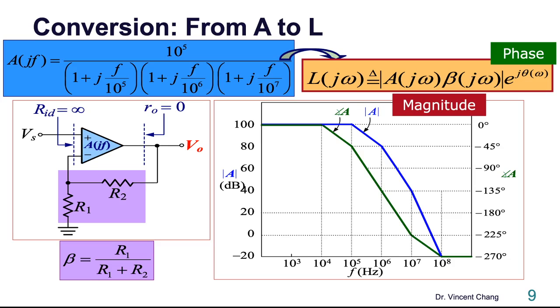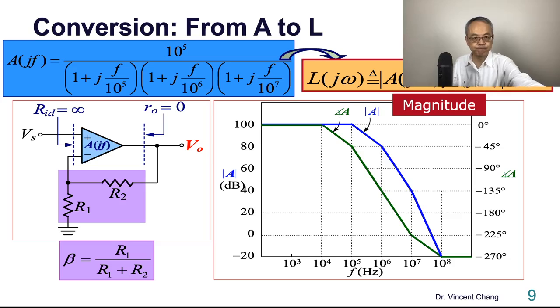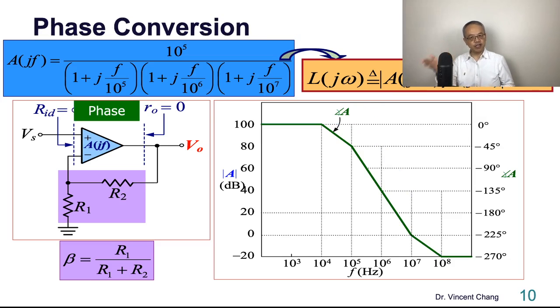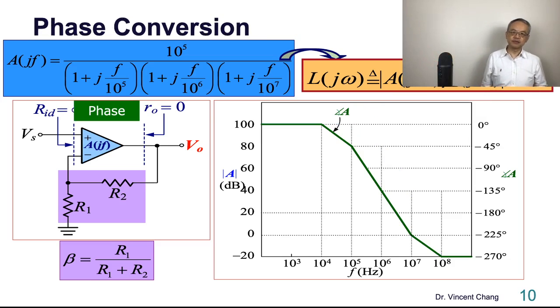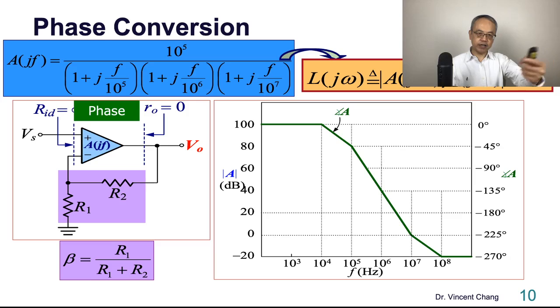The conversion involves two parts. We need a magnitude conversion, and we also need a conversion for the phase. So let's start with the phase conversion. In other words, if I give you the phase of A, can you know the phase of A beta?